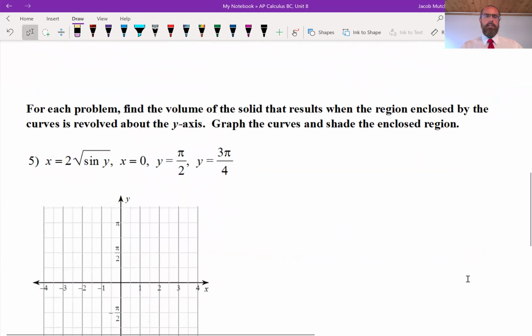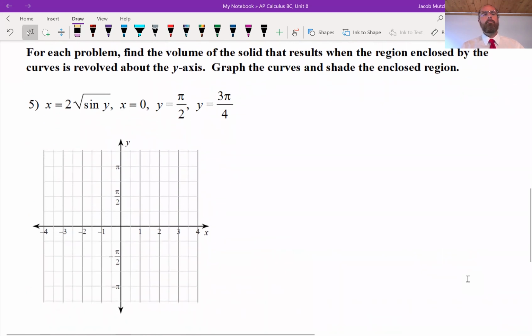Our second example is a trigonometric function. We're looking at, in fact, a relation. So it's the relation x equals 2 times the square root of sine of y. And we want to calculate the volume of this region revolved around the y-axis. So the line there is x equals 0. And we're going to integrate from pi over 2 to 3 pi over 4.